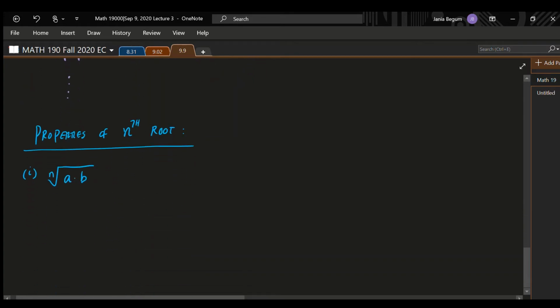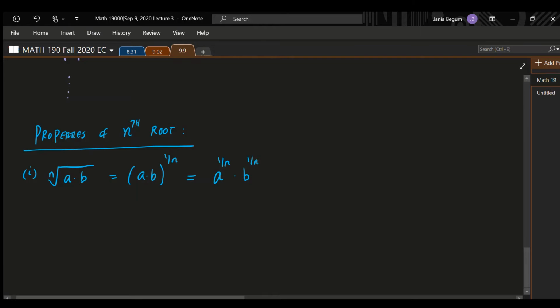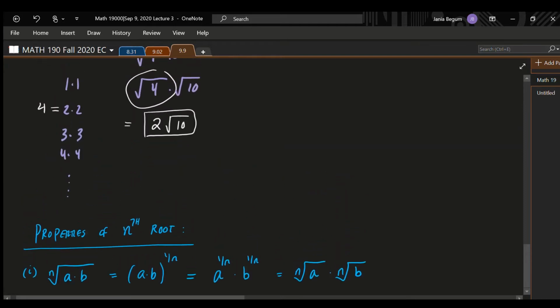Think of it this way. If I rewrite this in exponential form, I have ab to the power 1 over n, because my m is 1 and the index of the radical is n. And then by laws of exponents, because I have multiplication between a and b, I can distribute the exponent. So this is a to the power 1 over n times b to the power 1 over n. And then you convert it back to radical form. So this will be the nth root of a times the nth root of b. So that's the property we used for this problem.